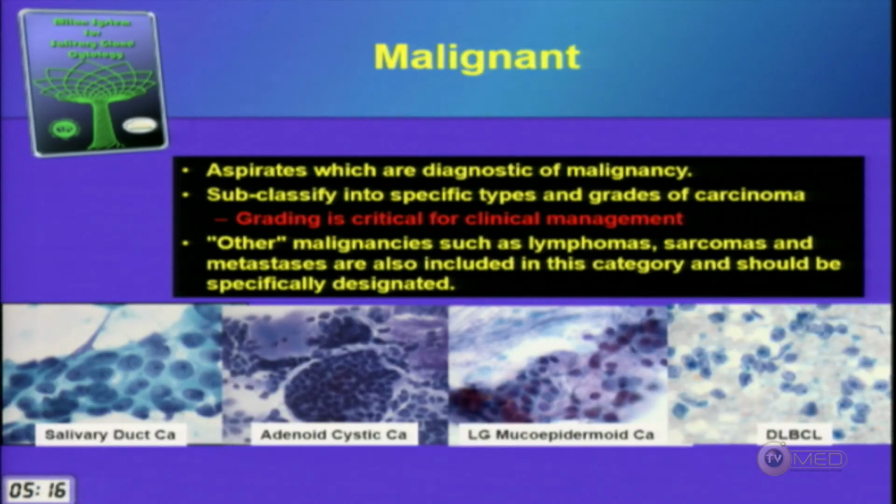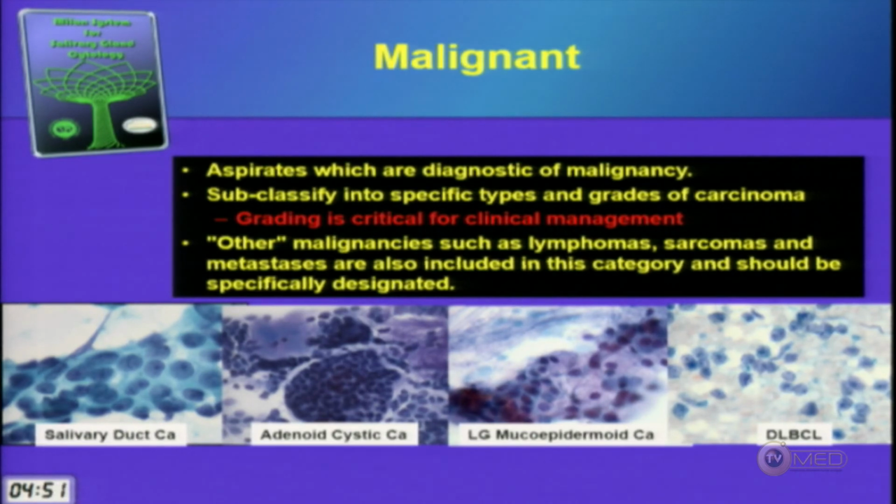In the malignant category, it's for those aspirates where you look at it and either it has classic features of one of the standard cancers in the salivary gland, or it just has overt malignant features. You may not know which cancer it is, but you can say this is high-grade cancer, or this is lymphoma, and you can place it into the malignant category.